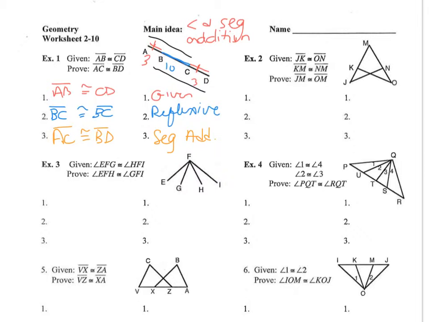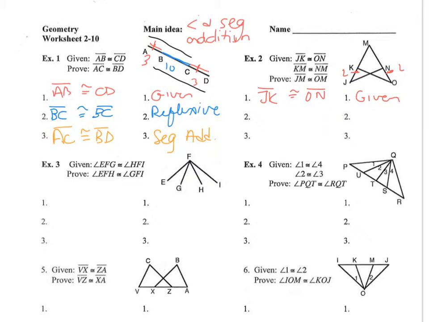Okay, let's go to proof number 2. And of course we write our given, JK is congruent to ON, segment ON, and that is given. So I go over to my picture and I put a congruency mark on those two. And again, I like to give it a number so that we can think about it.